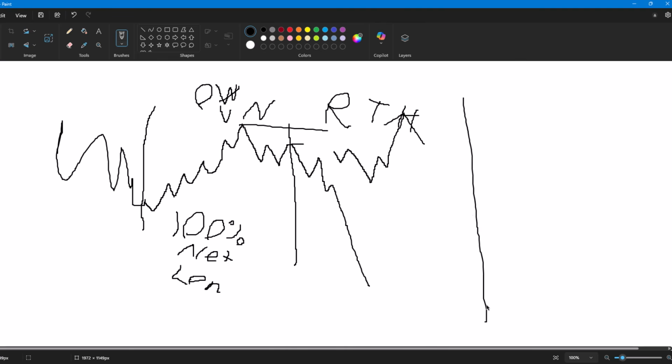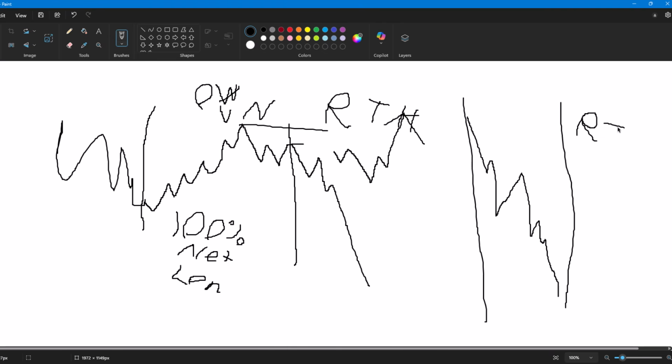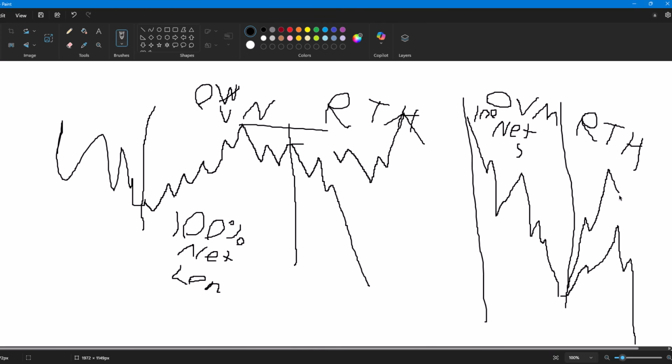There's also overnight, let's do overnight is 100% net short. Overnight net short 100, right? RTH is going to open. We're either going to find resistance or we're going to run through these guys to overnight highs, right? Very simple concept.